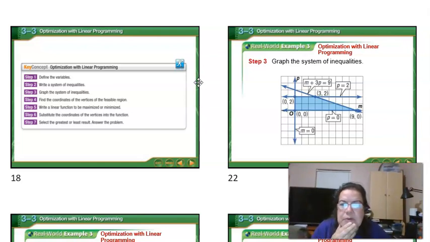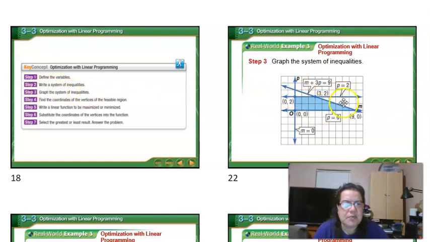If you notice, step one would be to define the variables. So obviously make sure you understand what the variables that you're using are. And usually it's the first letter of whatever label of the item that you're looking at. So of course, then you try to write that system of inequalities. Then you're going to graph the system.